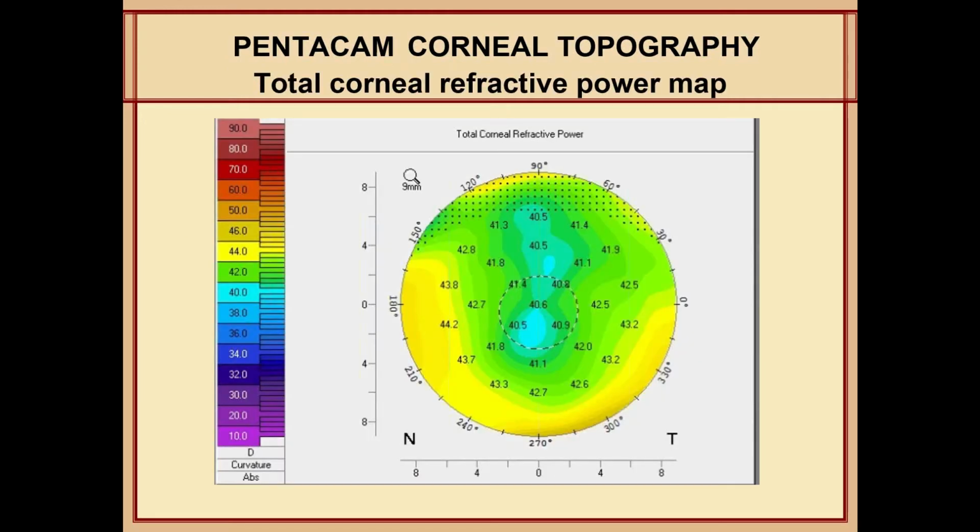And then each one of them will give you a map like this one. This happens to be the total corneal refractive power map, and it shows you the different values at different places with the different diameters that you want. You can pick the one you want, and it can show you the amount of astigmatism and the axis if you like to look at it in that manner.